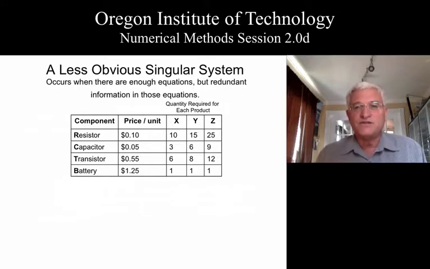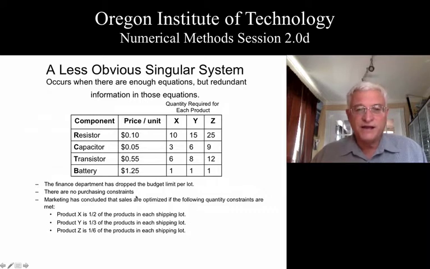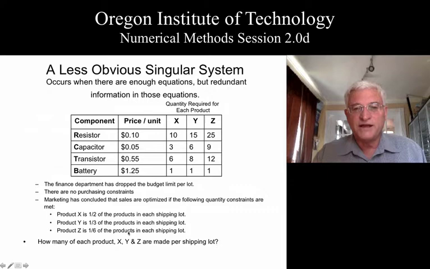Let's now make this situation a little less obvious. It's pretty obvious that if you end up with 7 variables and 6 equations, you can't solve it. I think we all would have expected that. But what if you do have the right number of equations and it matches the number of unknowns? Does that guarantee that you will get a unique solution? So let's go back again and say, well, let's suppose the finance department dropped their budget limit per lot. And so there's no purchasing constraints, but the marketing department still has some constraints that we're going to throw in there and see what that ends up with.